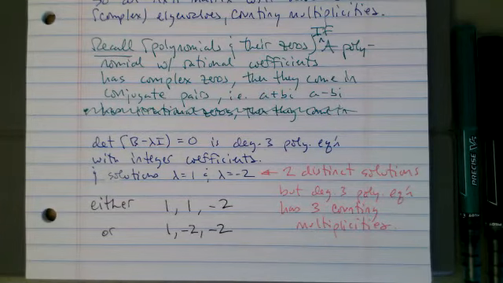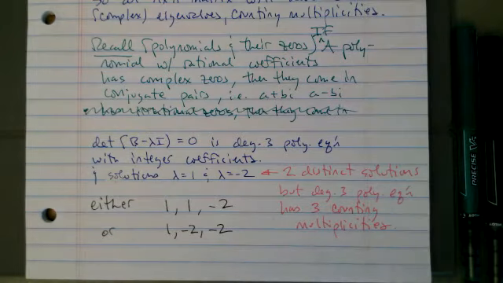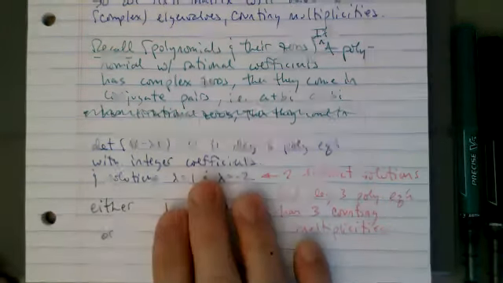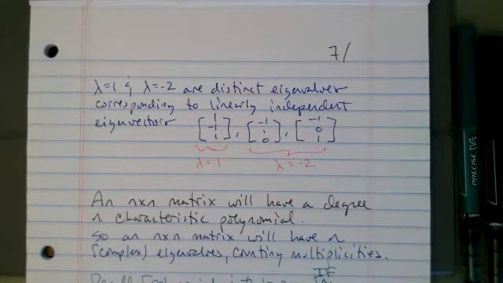Which one must it be? Based on what we've seen so far, I haven't told you how this works, but which one must it be? Is it lambda equals 1 has multiplicity 2, or is lambda equals -2 multiplicity 2? Which of these eigenvalues has multiplicity 2 based on what we know? One vote for -2.